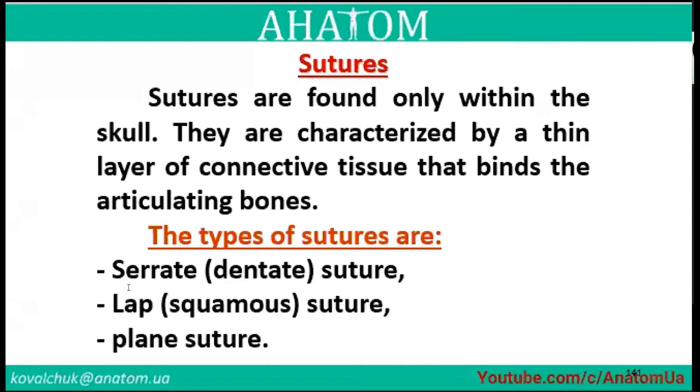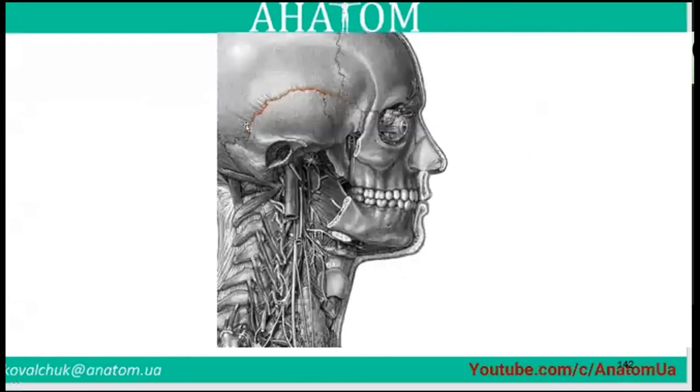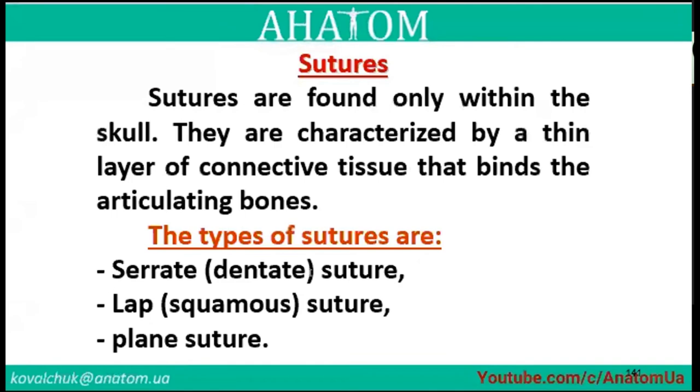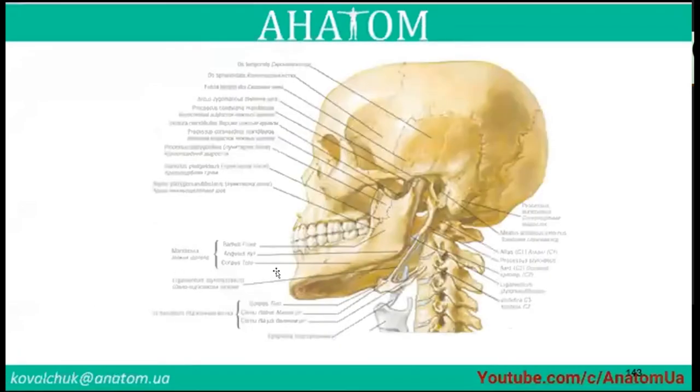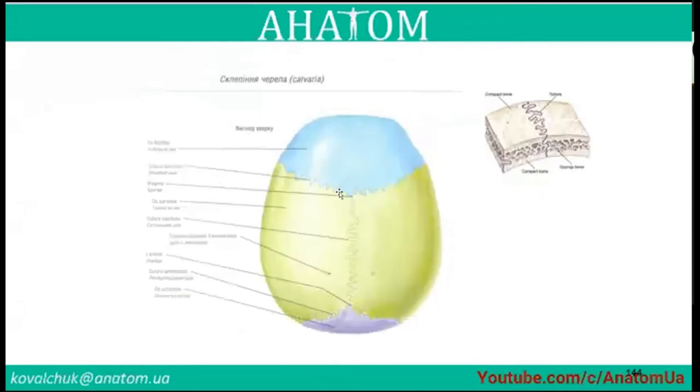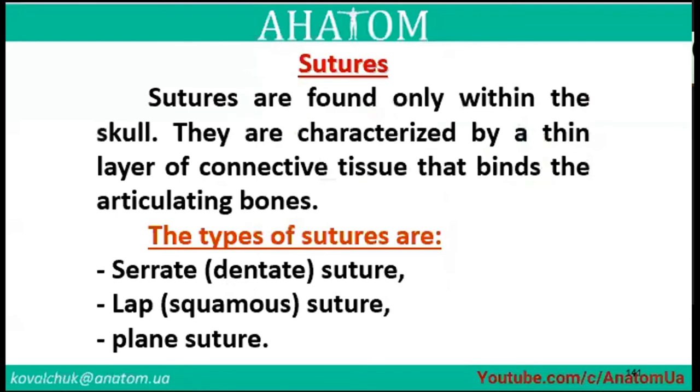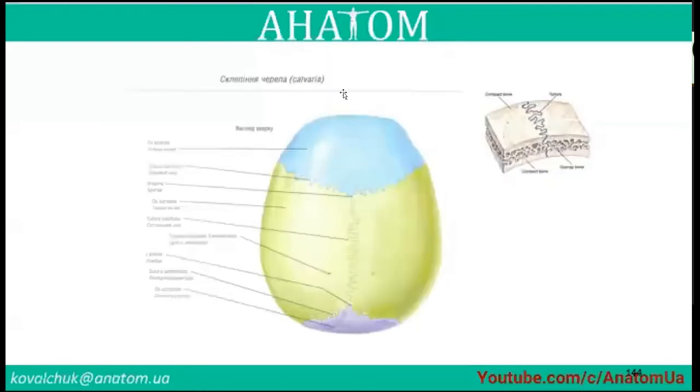The types of sutures are serrate, or by another name dentate, meaning tooth-like; lap or squamous suture; and plain suture. Here, for example, is sutura squamosa, or lap suture. And other sutures are present in the skull in different regions. For example, here, sutura dentata, dentate or serrate, is between, for example, the frontal bone and the parietal bone.